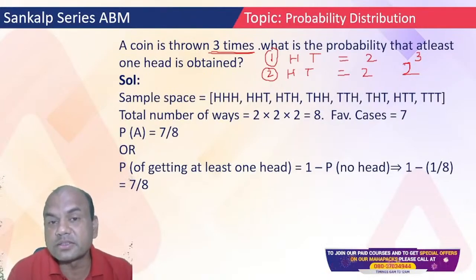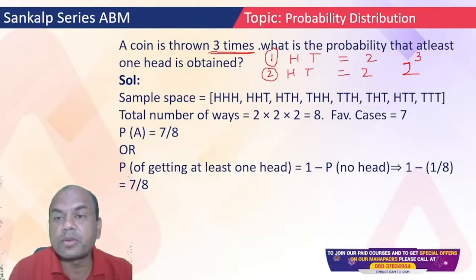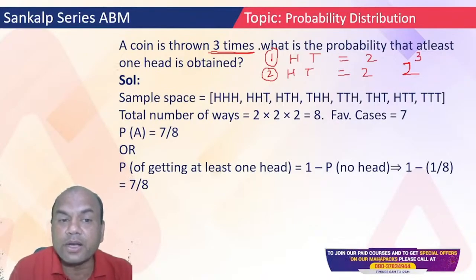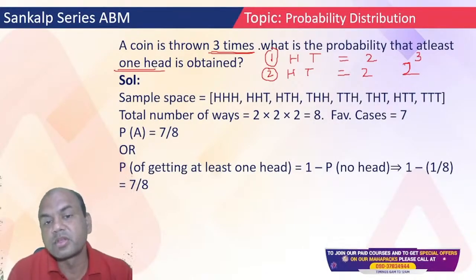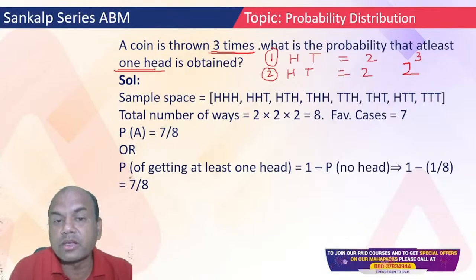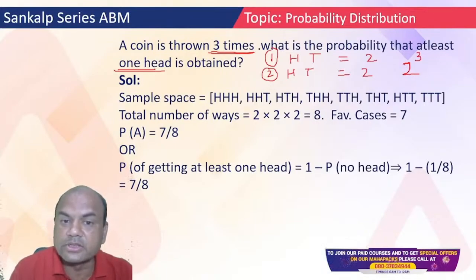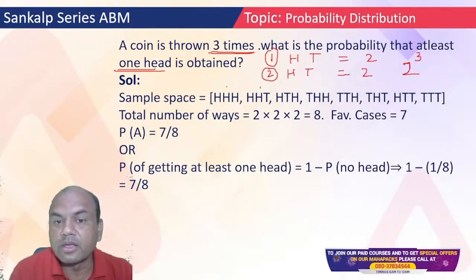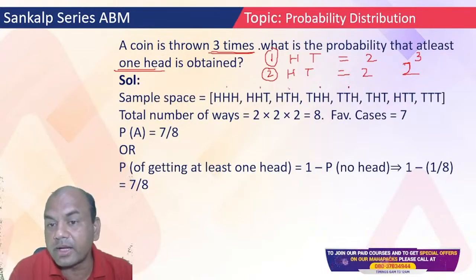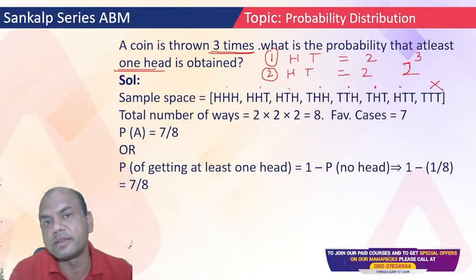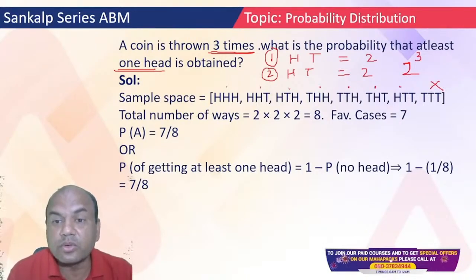Now what is asked in the question? What is the probability that at least one head is obtained? At least one head. Am I having one head over here? Yeah, I am having more than one head. So this is okay. Head tail head, okay. Tail head head, okay. Tail tail head, okay. At least one head I must get. This is not okay, because here I am getting tail tail tail.